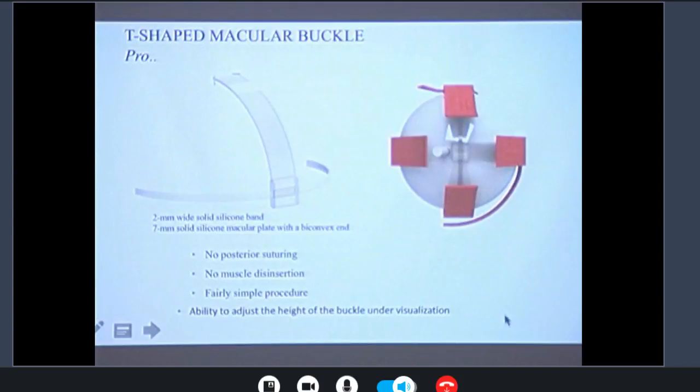This is how the buckle looks. It is a 7 millimeter silicone macular plate, which is this one. This is 7 millimeter, and 2 millimeter is the compressive plate here. In the middle, there is a little hole where you slide inside the 240 band. The proximal part of the buckle is sutured under the lateral rectus muscle, so you don't need any muscle disinsertion. There is no posterior suturing. You slide the 240 band under the inferior oblique, and you suture it on the inferior rectus, one end, and the other end you use to adjust the indentation. Once you reach the desired indentation, you can suture it on the tendon of the superior rectus, and then you have the desired effect.